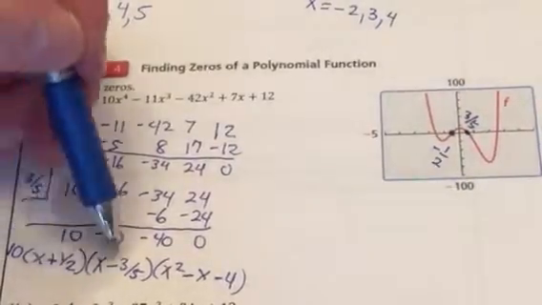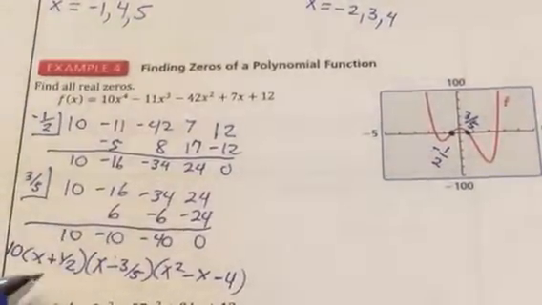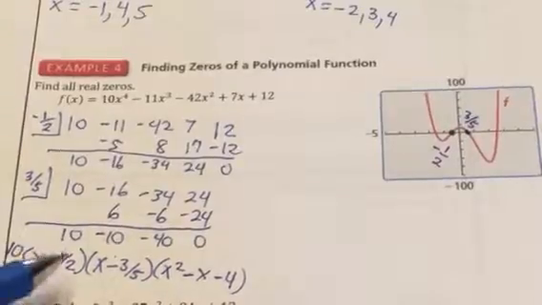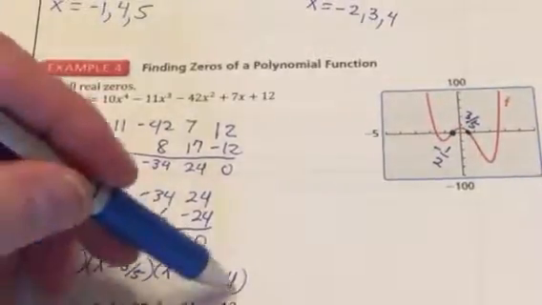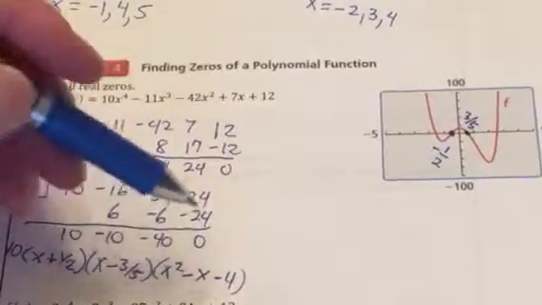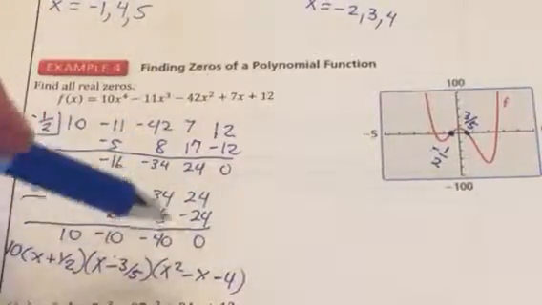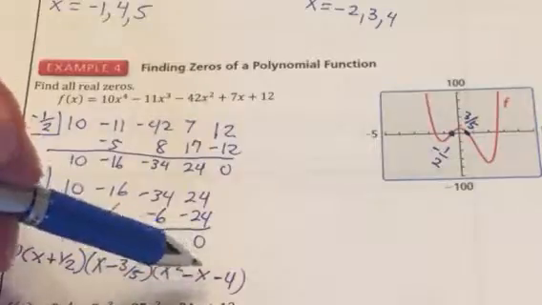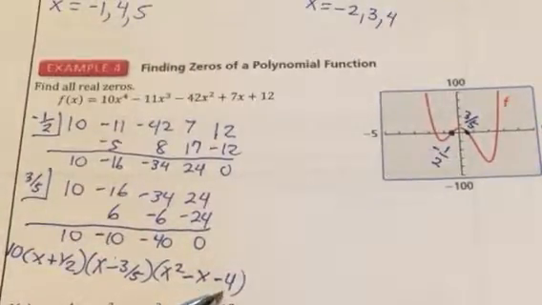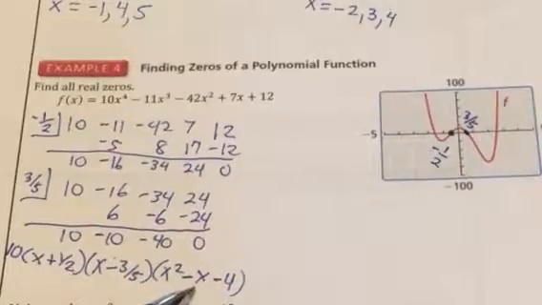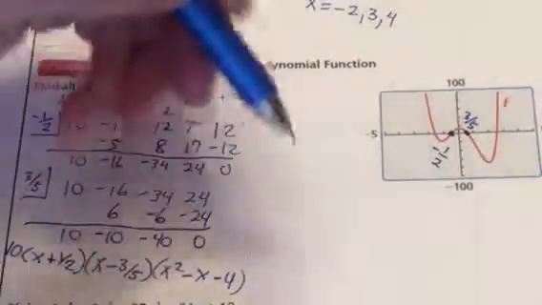Okay, but now we have these three factors. So we know the answers to these two, negative 1/2 and positive 3/5. We need to now know the answer to this one. Now, unfortunately, there isn't a pair of numbers we can use that will have a product of 4 and a sum of negative 1. All right, so we're going to have to use the quadratic formula.